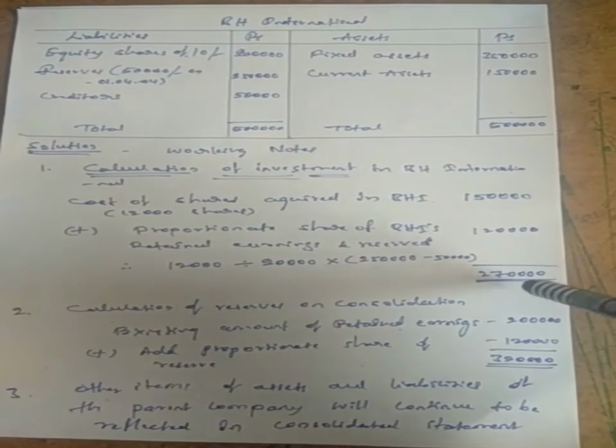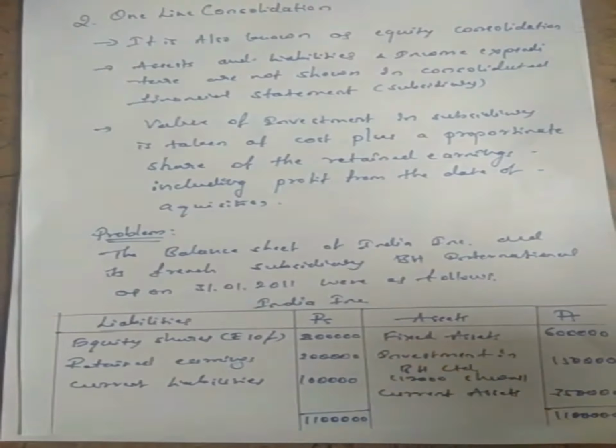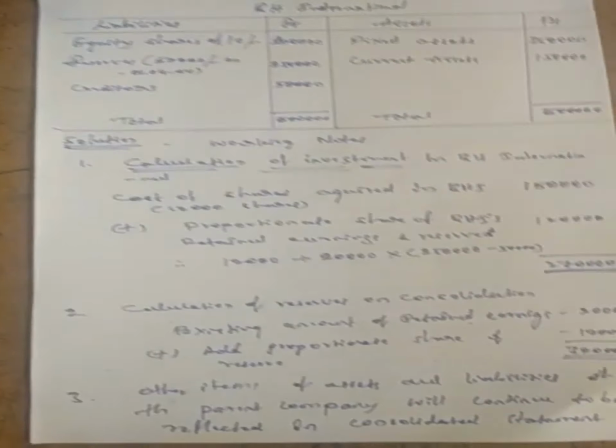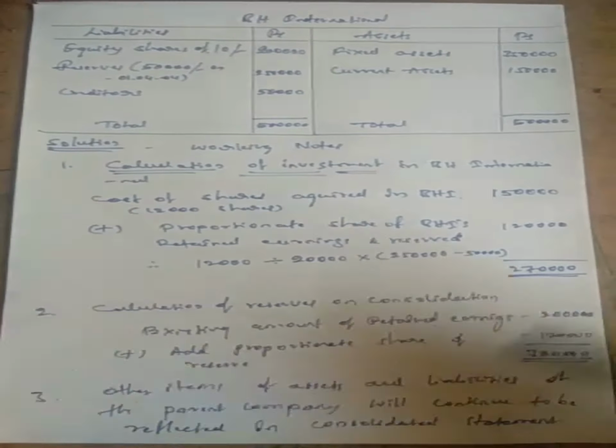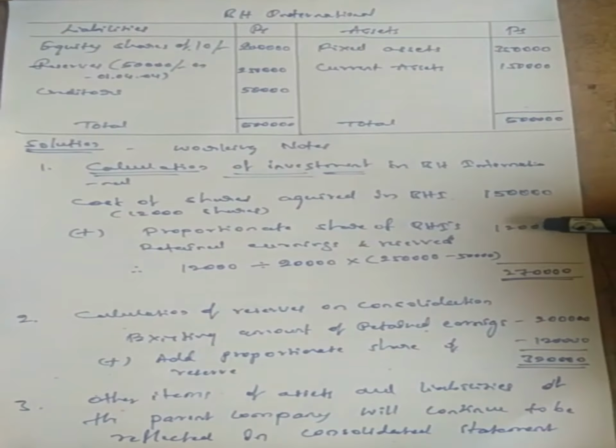Next, calculation of reserves on consolidation. Actually, the existing amount of retained earnings in India Inc. Limited is 2 lakh. And the proportionate share of reserves, as we calculated in the first calculation, is 1,20,000. Correct? So 2 lakh plus 1,20,000, total amounting to 3,20,000.